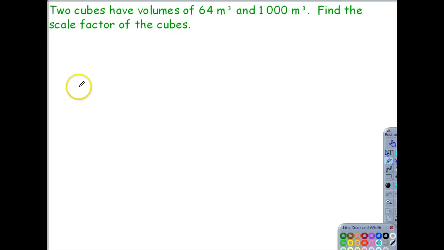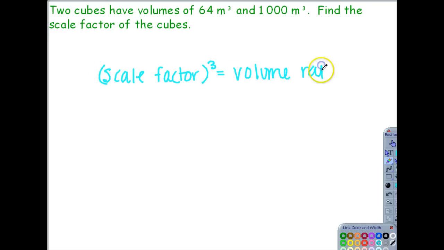Yeah, so this time, what do we have instead? Well, they're giving you the volumes of the 2 cubes. So I'm thinking, okay, let's write down our scale factor. Basically, cubed will get you the volume ratio. Right. Let's write that down so I can remember this. So really, since they're giving you the 2 volumes, we're going to have to work backwards.